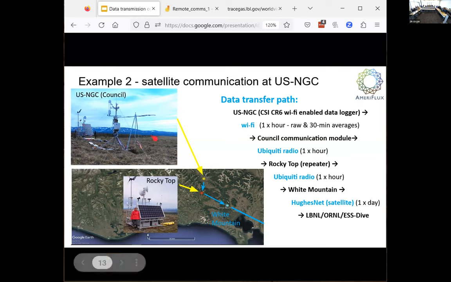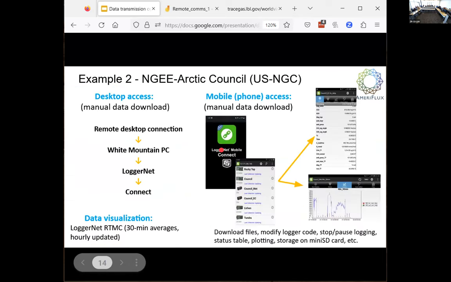I can't speak too much more in detail about this, but maybe if you have questions when Sigrid arrives, you can certainly talk to her about this. And this is another slide just about how she interacts with various aspects. She has both desktop and mobile access. The mobile access is pretty cool, using some of the tools that Campbell Scientific provides for her to reach her data loggers anywhere from her phone.